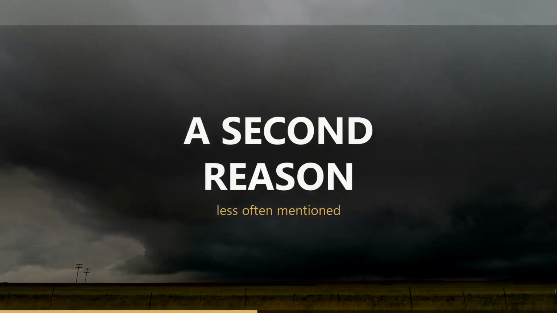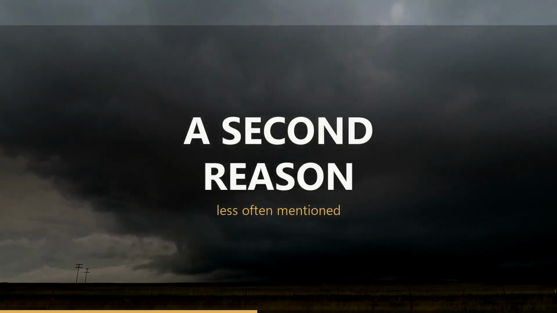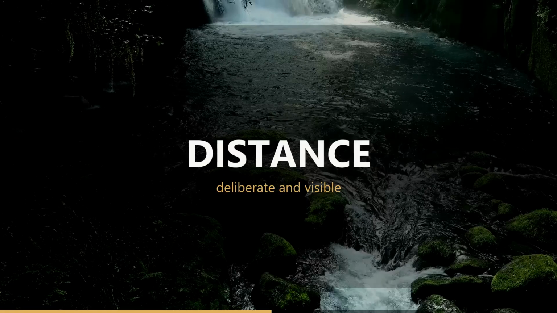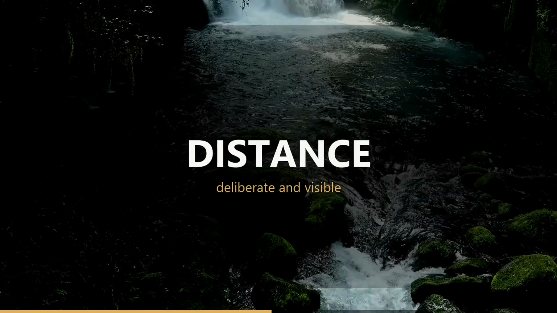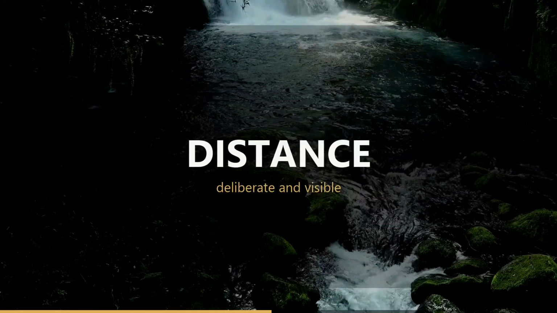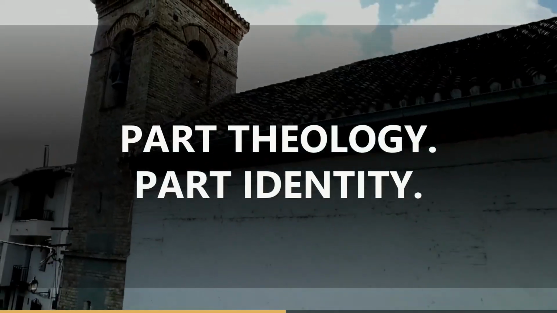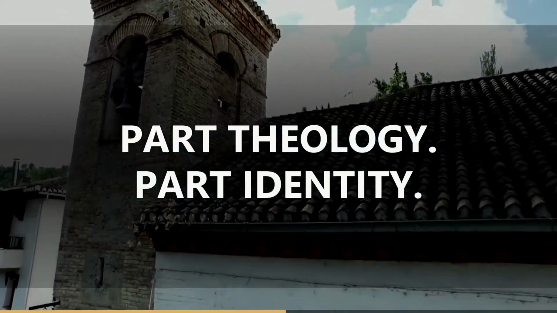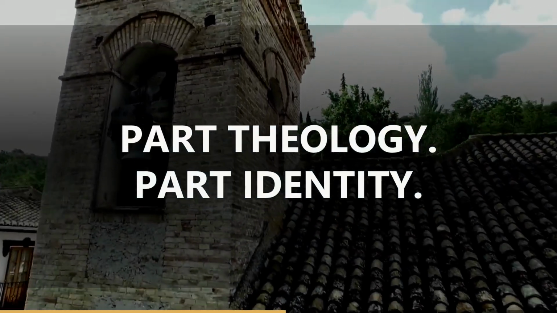But there's a second reason the body came off, and it's less often mentioned. The Reformers were also distancing themselves, deliberately, visibly, from Catholic devotional imagery. Some of the motive was theological. Some of it was about not looking like the church they had just left.